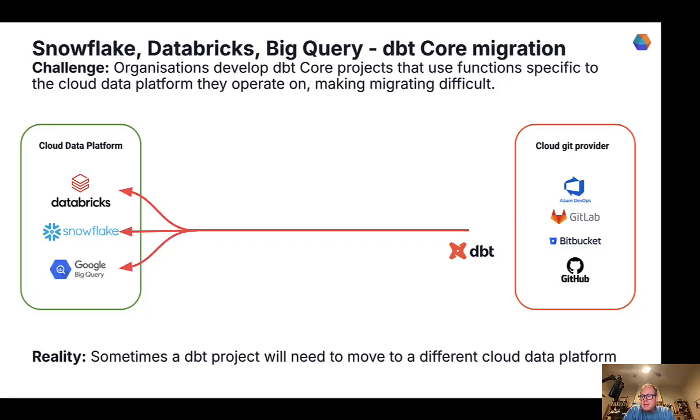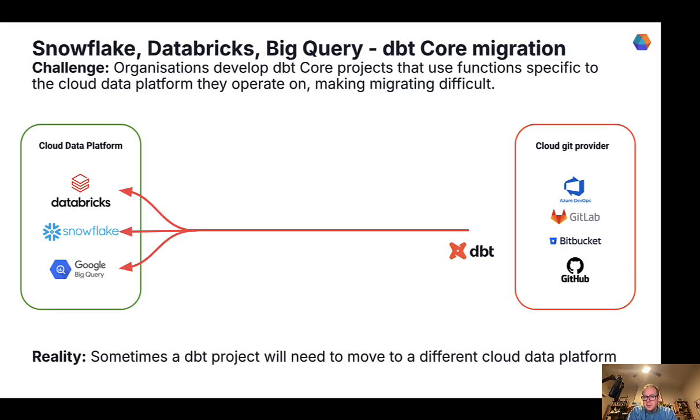Today I'm going to take you through a really quick demonstration of how we can take existing DBT core projects with Prophecy. Typically these are stored, on the right hand side, in cloud Git providers like Azure DevOps, GitLab, Bitbucket, GitHub. Then typically organizations will run these DBT core projects on either Databricks, Snowflake, Google BigQuery, or some other platform.